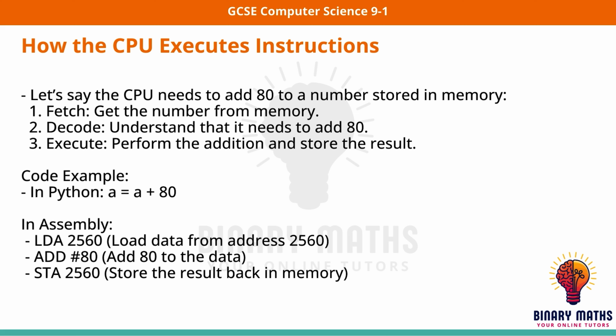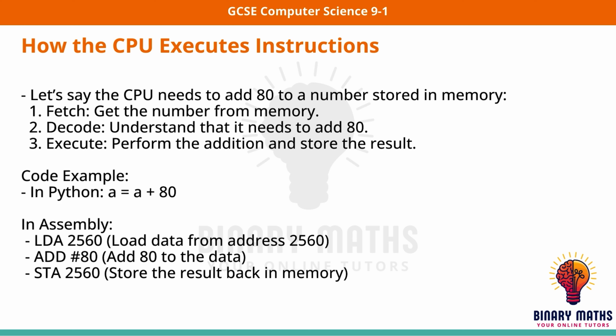Let's look at an example of how the CPU executes instructions. Imagine the CPU needs to add 80 to a number stored in memory. Here's how it would do it. The first stage is the fetch stage. The CPU fetches the number from memory.